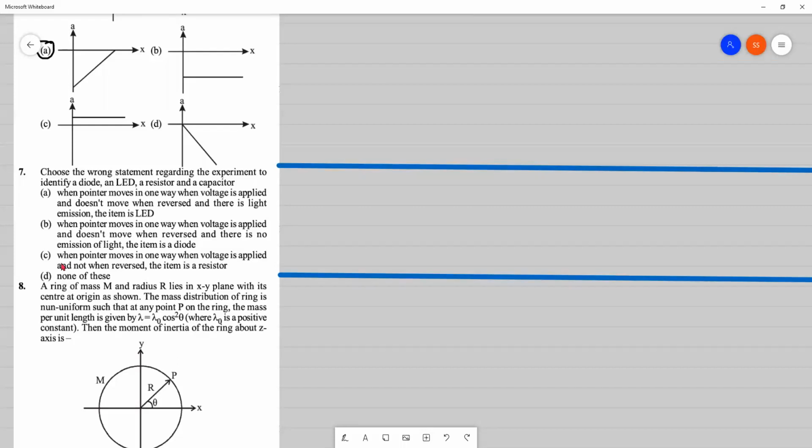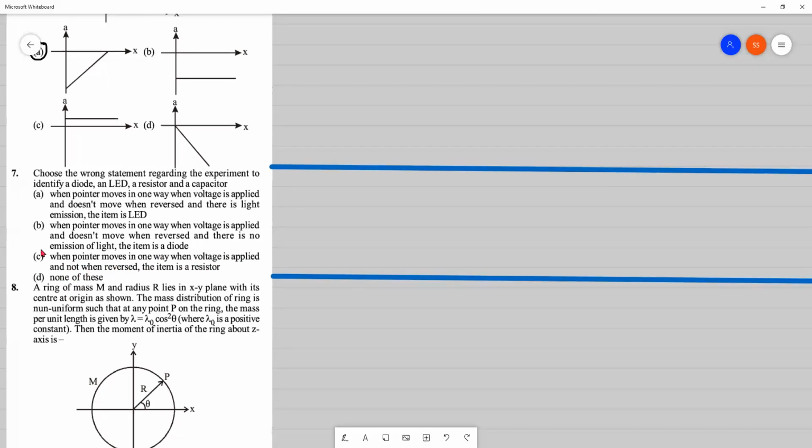So the third point is, when a pointer moves in one way when voltage is applied and not when reversed, it is a resistor. So this is the wrong statement, because in a resistor, when the voltage is reversed also, the pointer will move. It doesn't matter which direction the voltage is applied; the pointer will move in the other direction as well for a resistor. So this is the wrong statement, and for this question, this is the right answer.